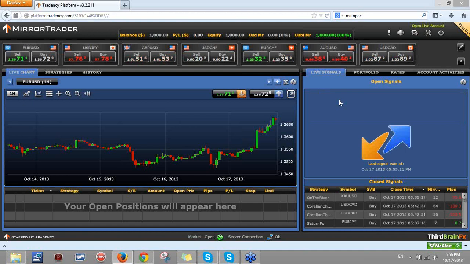Today's topic of our webinar is how to select a strategy inside ThirdbrainFx's premium zone. The first thing you need to know about the MirrorTrader platform is that we have two small windows within the main one. On the left hand side you see live chart, strategies and history. On the right hand side you see live signals, portfolios, rate, account activities.